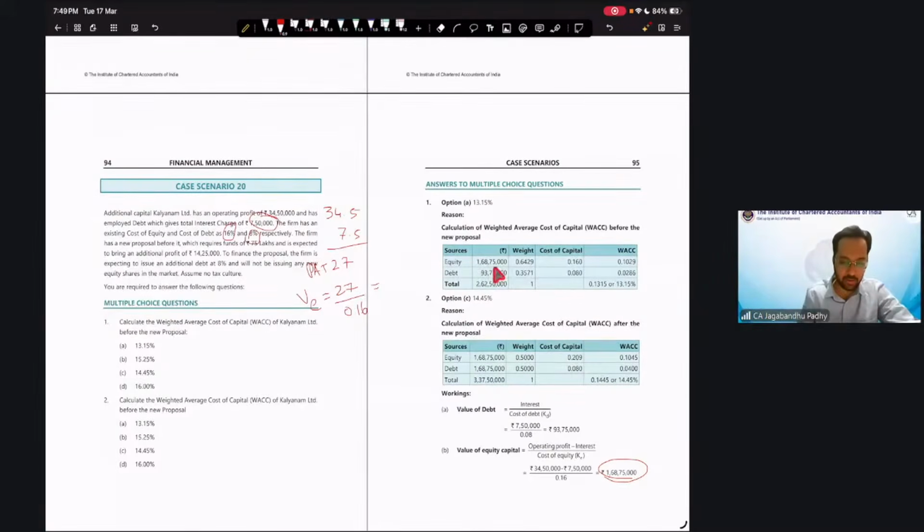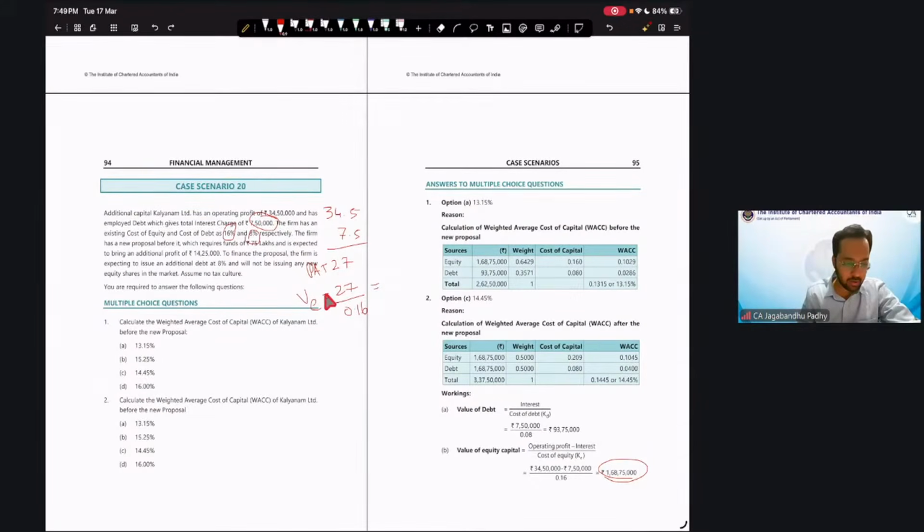So we get the value of equity, value of debt. We calculate the weights, and the cost is given as 16 and 8%. And then the weighted average is 13.15%. Now, calculate the weighted average after the new proposal. This is basically before, it's stated to be before, but we are looking to calculate this as after the new proposal.